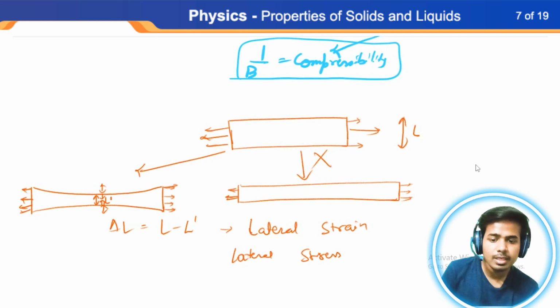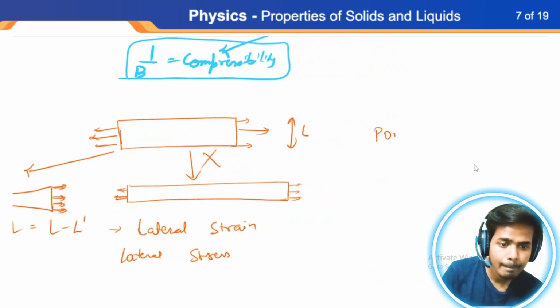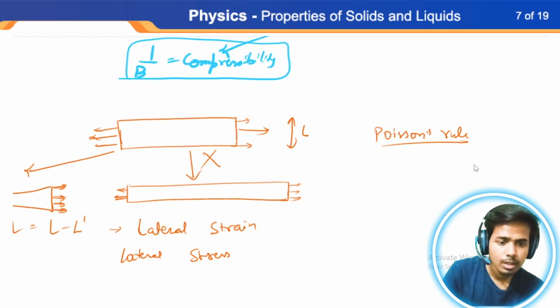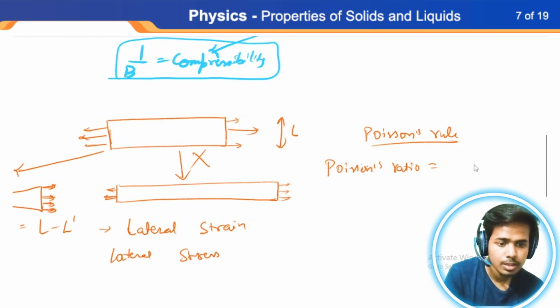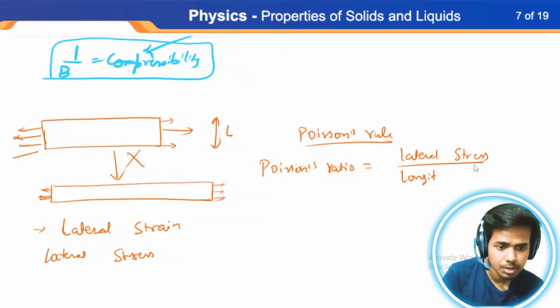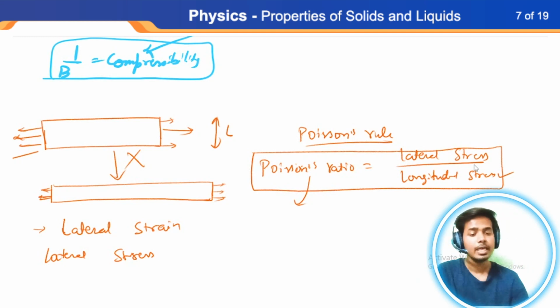It is very easy to calculate the longitudinal stress, right? Because we have the area constant and the force we can easily calculate. But this type of internal forces are very difficult to calculate. They can only be estimated. So we estimate it as per Poisson's rule. It defines something called Poisson's ratio, which is nothing but lateral stress divided by longitudinal stress. If you have the Poisson's ratio and you know the longitudinal stress, which is very easy to calculate, you can estimate the more difficult part, which is lateral stress.